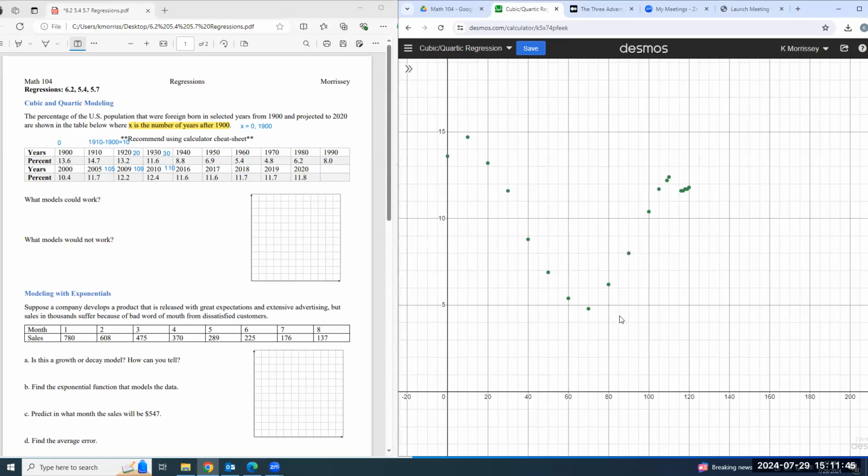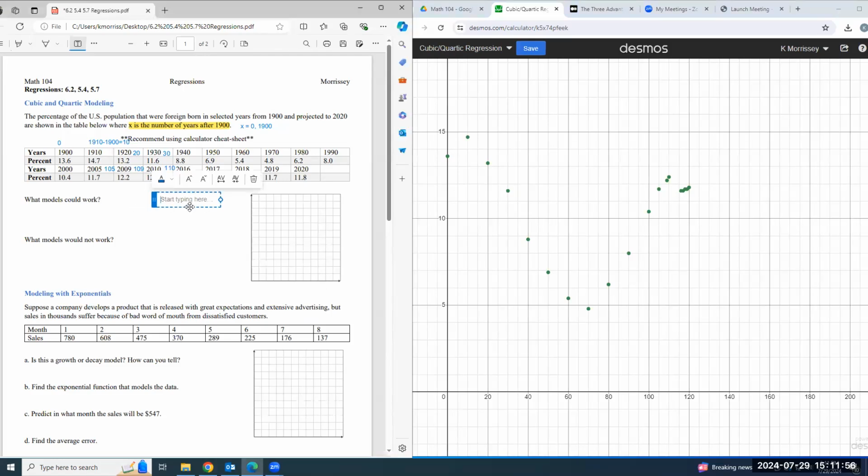Now, what models do we think could work? Taking our previous knowledge from our Math 104 class, the models that we have seen so far are linear, quadratic, and we've also learned about cubic and quartic. We talked about exponentials and logarithms in chapter 5, and also logistic functions in chapter 5. So we've seen all of those in the last few videos. What do we think this one could be?